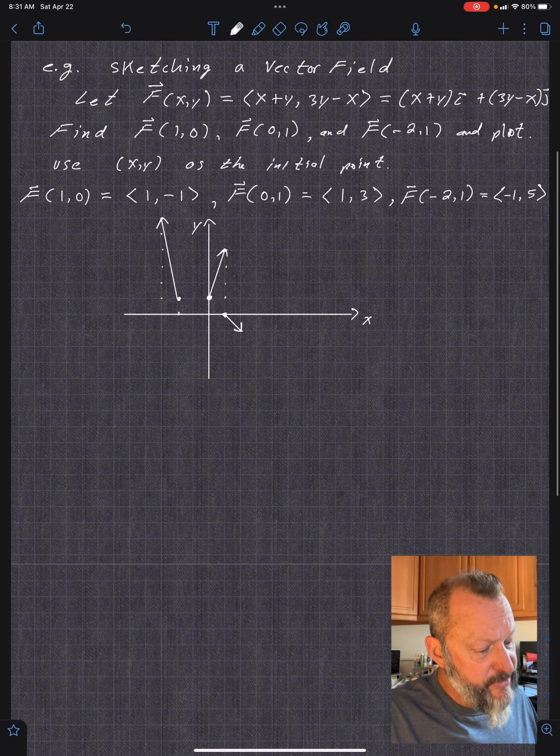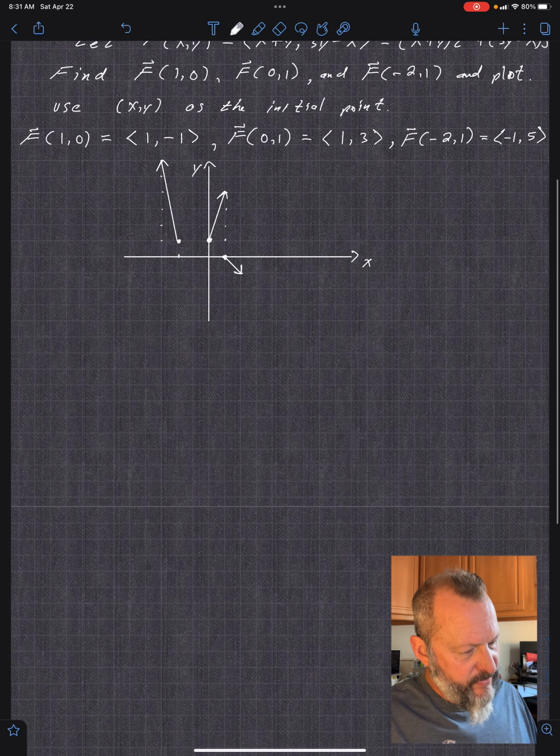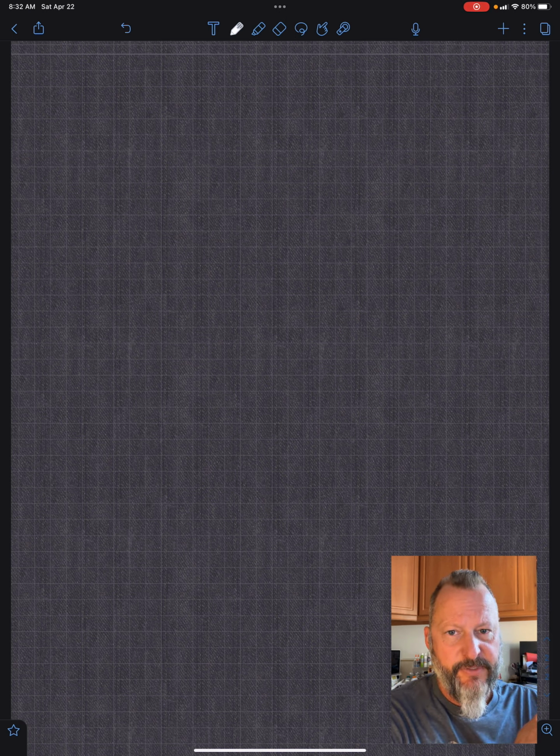All right, let us continue. Let's go ahead and go on to the next section. So that's the general idea of a vector field. Then in 16.1, we talk about line integrals and kind of build the concepts all the way up to 3D and what they look like.